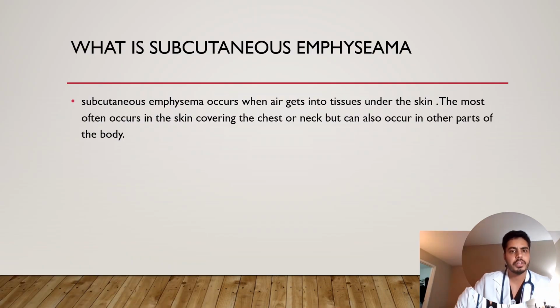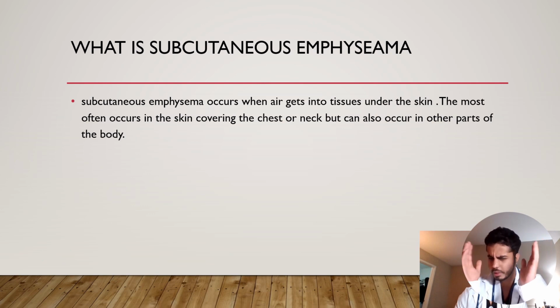What is subcutaneous emphysema, guys? Subcutaneous emphysema occurs when air gets into the tissue under the skin. It most often occurs in the skin covering the chest and or the neck, but can also occur in other parts of the body. Let's move to the other slide, which is the admission and brief medical history.